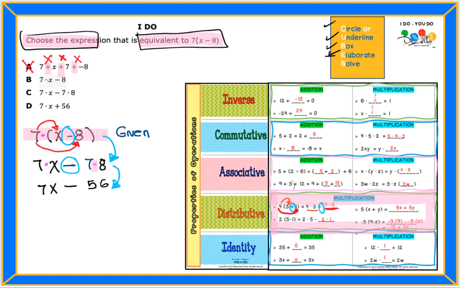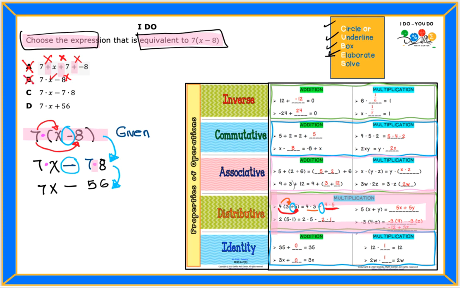Now I'm going to check choice B. Get started with between 7 and x, they have a multiplication dot. Well, that is correct. So I'm going to put okay so far. But then they just have a minus 8. And then I know that I have to have minus 7 times 8. Not only the 8. So that's the reason why this choice is not a good choice anymore.